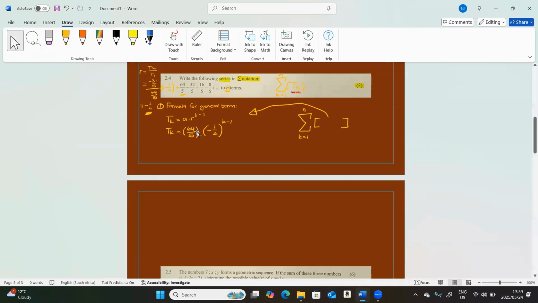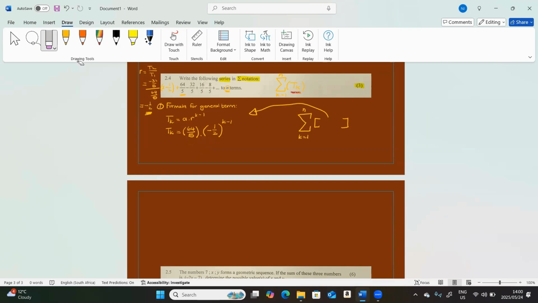Please, so many learners make the mistake of saying they then multiply the 64 over 5 with the minus a half, and then they raise the answer of that to the power of k minus 1, and that is completely wrong, guys. So please never do that. You substitute a and you leave it in brackets. You substitute r and you leave it in brackets. You never multiply these two.